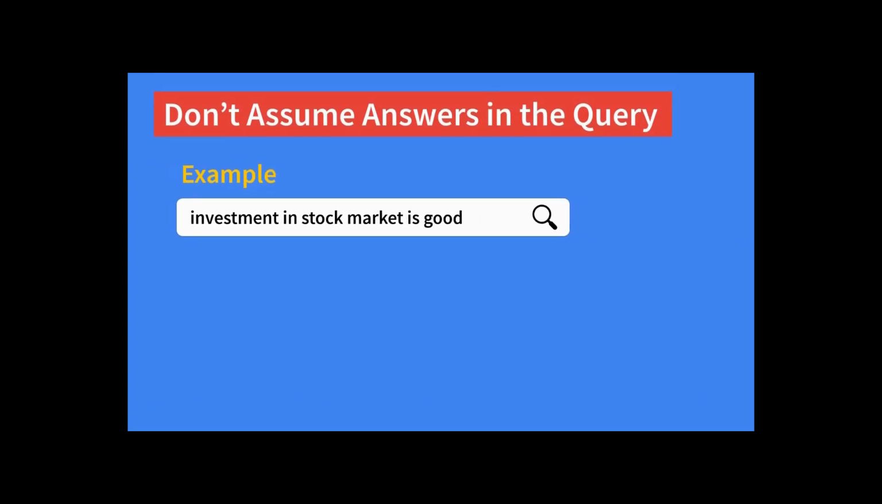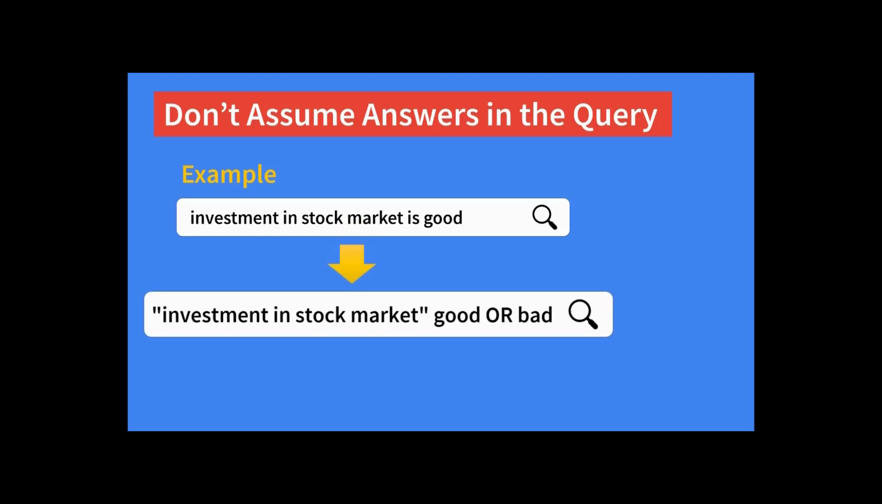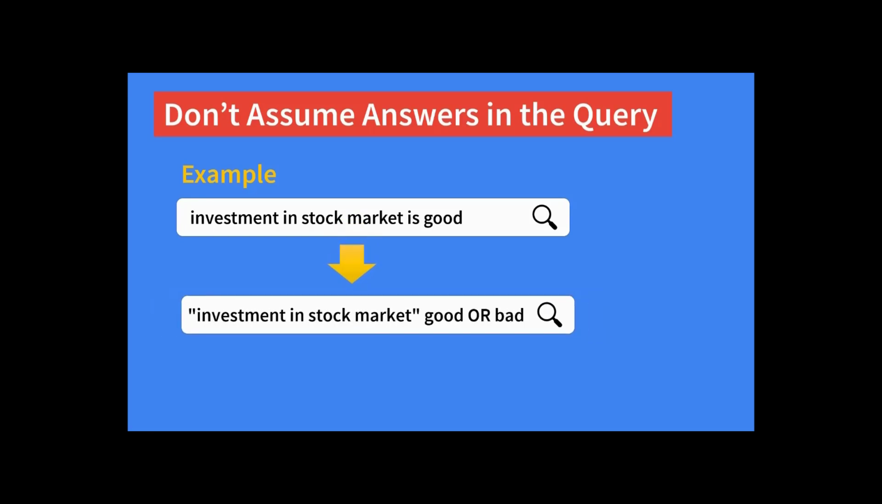If you search with a query like investment in stock market is good, then you will start seeing all search results which confirm that investment in stock market is good. Here you have already assumed the answer in the query, that investment in stock market is good, and Google is supporting it with search results. However, investment in stock market depends on many factors and we need to consider all those factors to arrive at a proper conclusion to this question. So for better answers, one should consider changing the query to something like this: investment in stock market, good or bad.